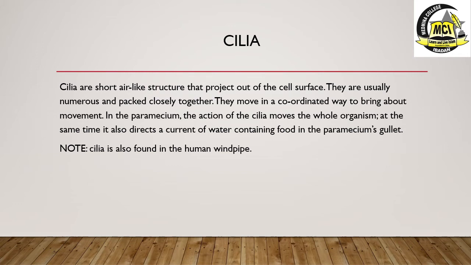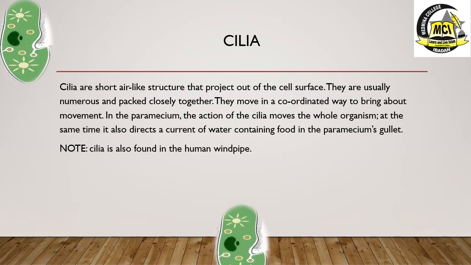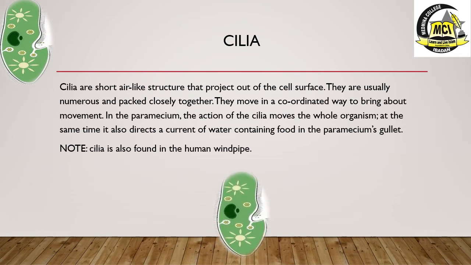Note, cilia are also found in the human windpipe. And this is the paramecium. You see it? This is another picture of the paramecium. These short hair-like structures on the sides of this paramecium, let me show it here, please. Yes, all these we are seeing here are the cilia.